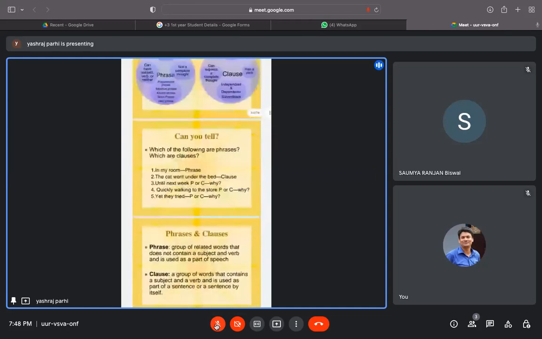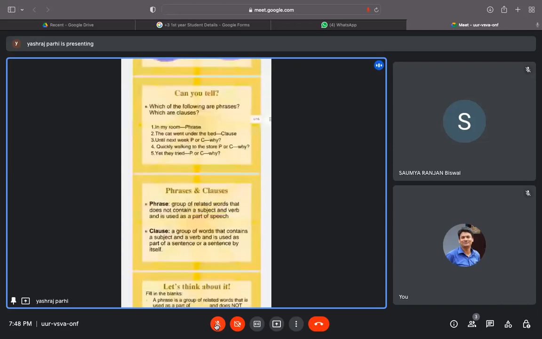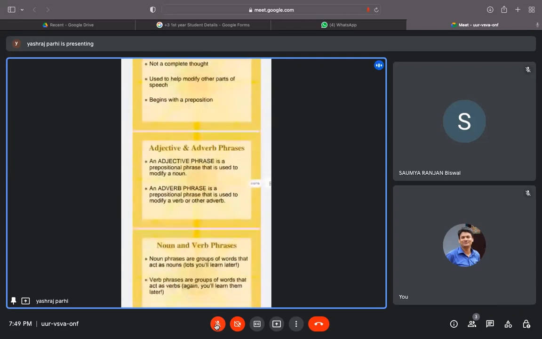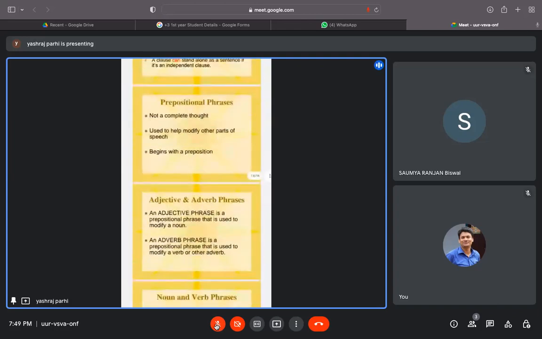For example, in my room, until next week, and yet they try. These are all examples of phrases, because they do not make complete sense, and they also don't contain a subject or a verb. There are 5 types of phrases. The first one is prepositional phrases.